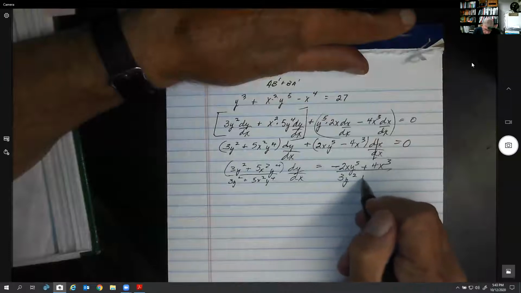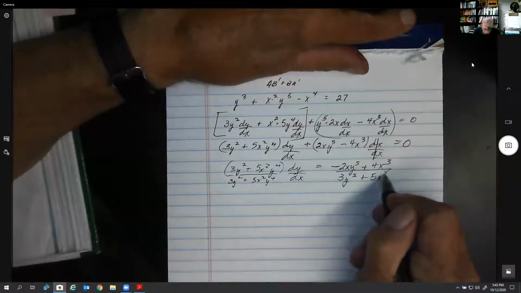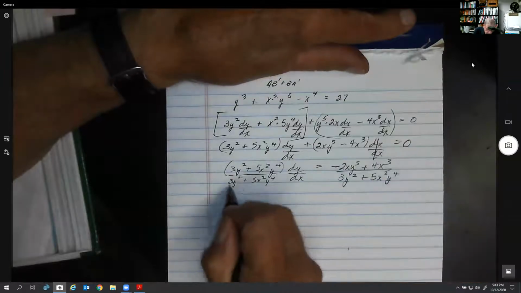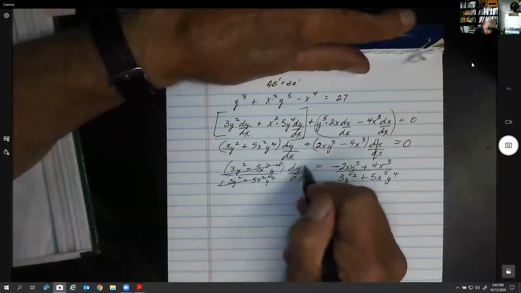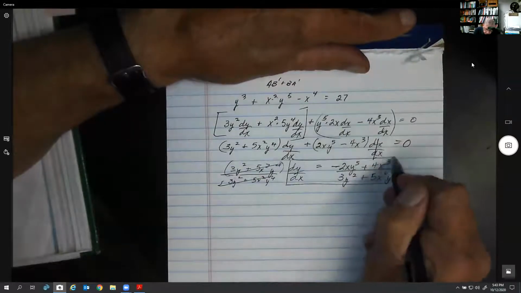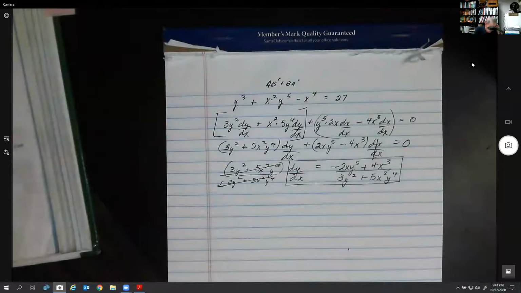3y squared plus 5x squared y to the fourth. So these will cancel, and there's my derivative right there. Here's my first derivative. See, it doesn't have to be super hard. I think I've got it in maybe a little bit different form from the book, but I've got this.